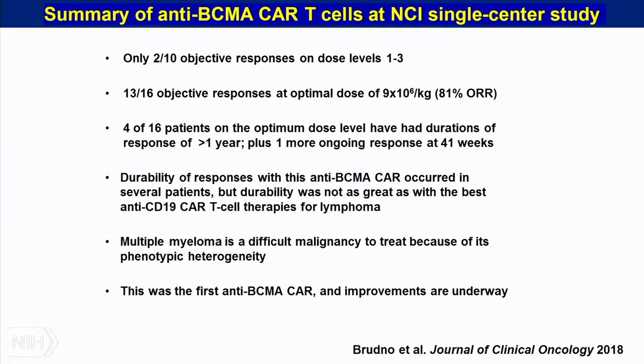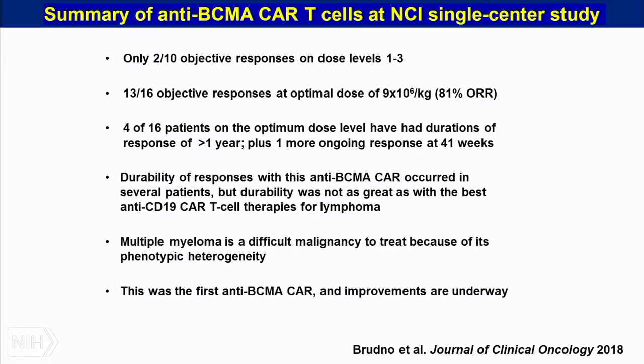So in summary of the anti-BCMA CAR T cells, 2 of 10 objective responses at dose levels 1 to 3, but 13 out of 16 objective responses at the optimal dose level of 9 million CAR T cells per kilogram, with an 81% overall response rate on the optimal dose. So we can see this is an example of dose dependence in the cell therapy field. The higher doses work better.